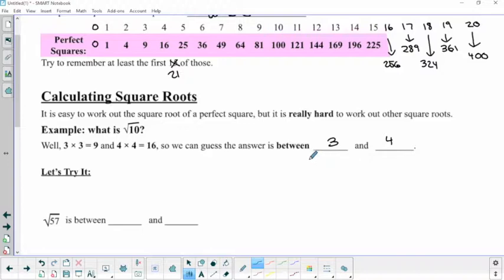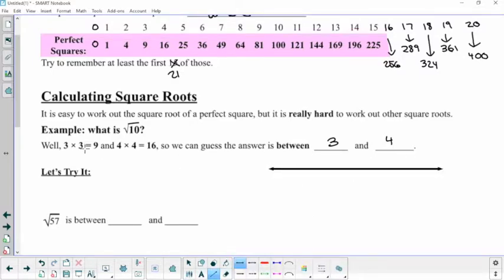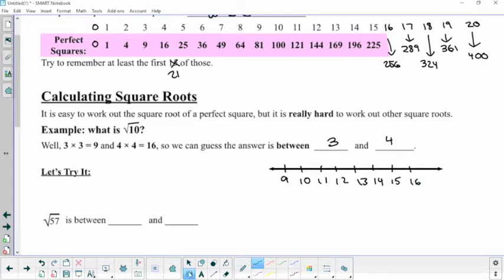Because 10 is closer to 9, like if I have a number line, I've got 9, 10, 11, oh, sorry. Let's try a real number line. If we look at 9 to 16 on the number line, I have 9, 10, 11, 12, 13, 14, 15, 16. 10 is much closer to 9 than it is to 16. So I would say closer to 3 than it is to 4.